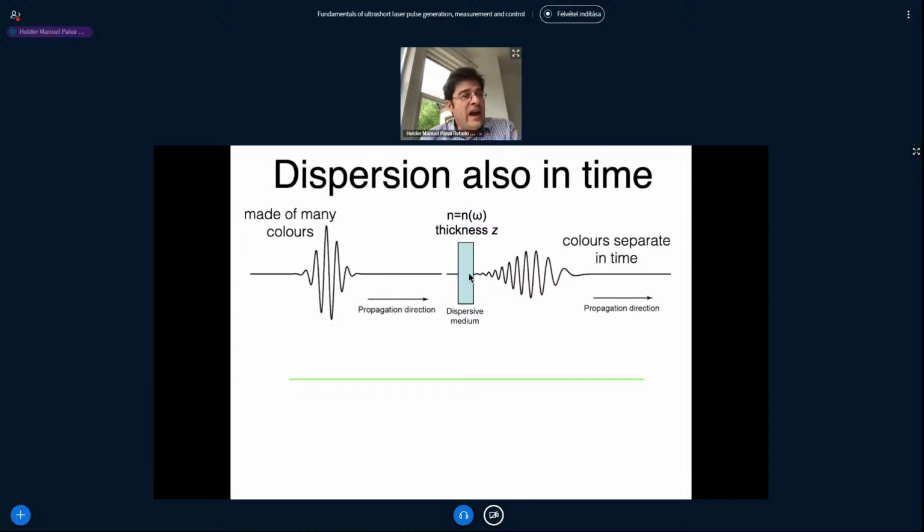So at the output, after crossing the glass, the colors will be separated in time. So we see here that we get the red first, and then in the end, we get the blue, which is delayed. But what happened to this pulse? The pulse has become longer in time, okay? Because now the colors are spread in time, and it also has reduced its amplitude. So it used to be a sharply peaked pulse. Now it's more smooth. And the more this happens, the smoother the pulse.